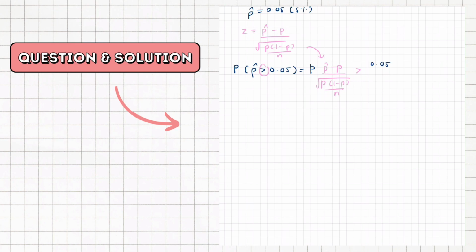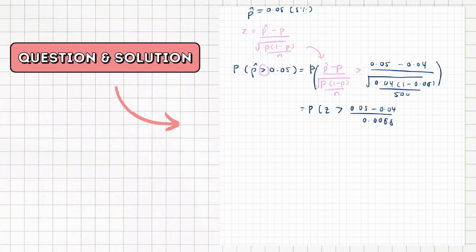So next we substitute the values. So p hat equals 0.05, p equals 0.04, over the square root of 0.04 times 1 minus 0.04 over 500. So this is how we write our calculation. Next we calculate the values. z is more than 0.05 minus 0.04 over 0.0088, and we will obtain a value of more than 1.14.